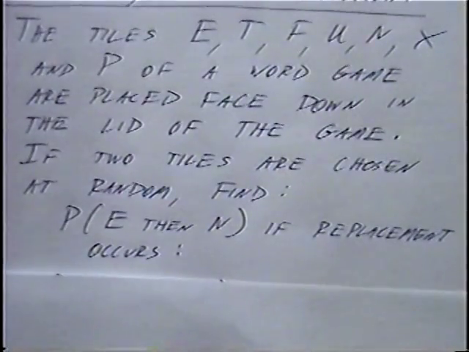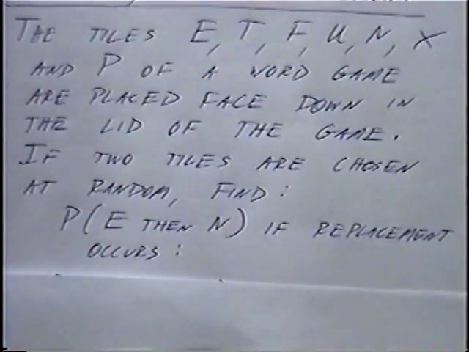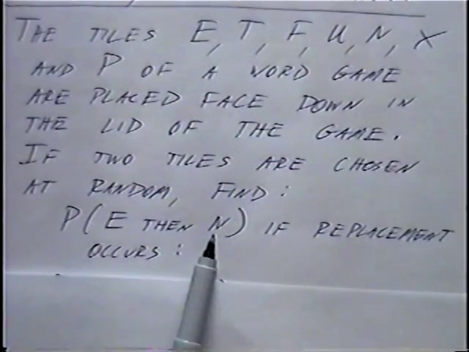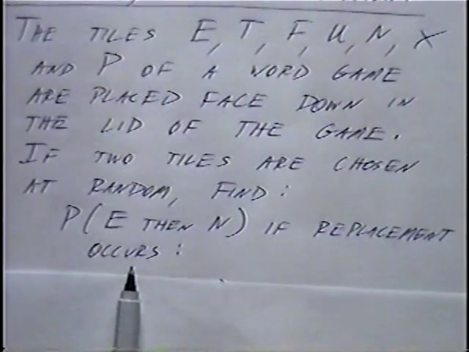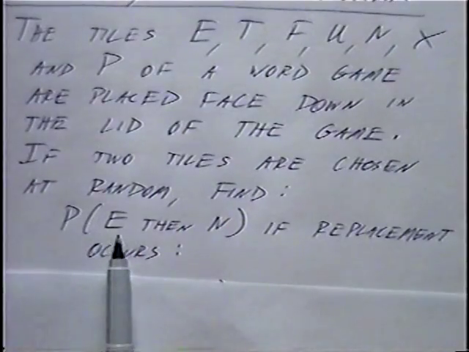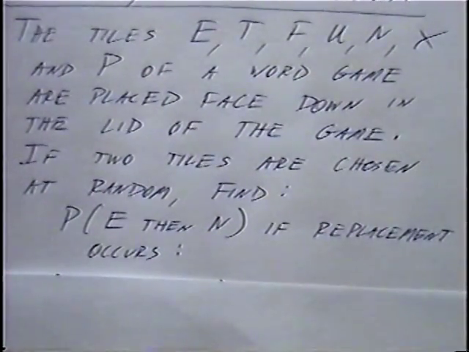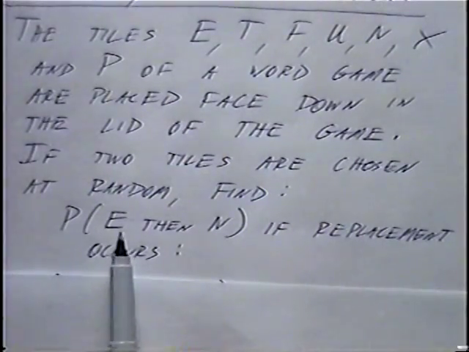For this problem, we will be drawing letters from a word game, and we want to find the probability of drawing an E followed by an N if replacement occurs. Replacement means after we draw the first tile, we'll put that back in the box, and then we'll draw the second tile. Find the probability of E.